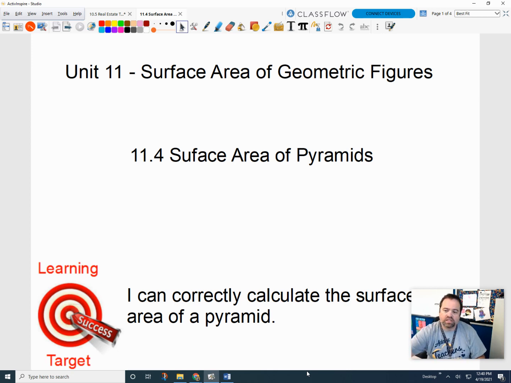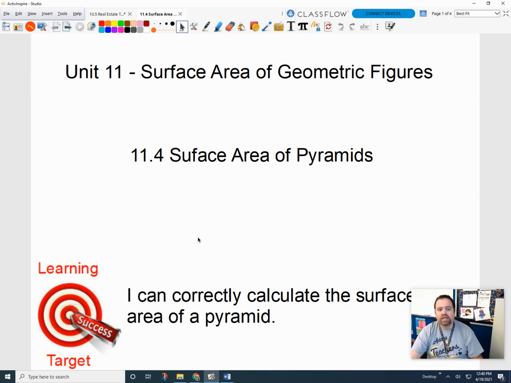So like our cylinder here, I have a top and a bottom that are the same size. Pyramids don't have that. There's a square base on the pyramid, and then there's a pointy top. So all these shapes are going to come to a point. So you're looking at pyramids and cones specifically. There are other ones out there, but those are just the ones that we're going to do.